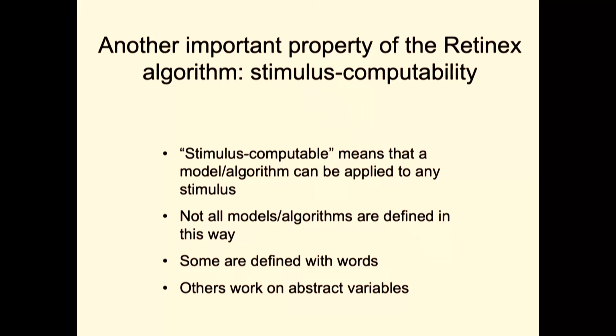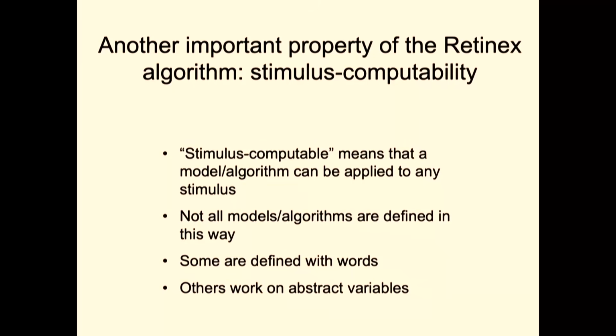All right, so another thing that's really important about the Retinex algorithm is what's called stimulus computability. Sometimes the theories that you encounter when you're dealing with things related to the mind are verbally expressed. An idea gets described in words, and it's not always clear how to take an image and actually figure out what the theory predicts. The Retinex algorithm has this property of stimulus computability, and what that means is that it is specified with enough precision that you can apply it to any arbitrary signal and it will do something. And that defines the prediction of the theory.